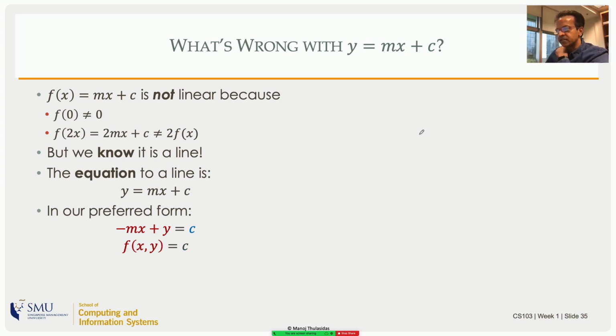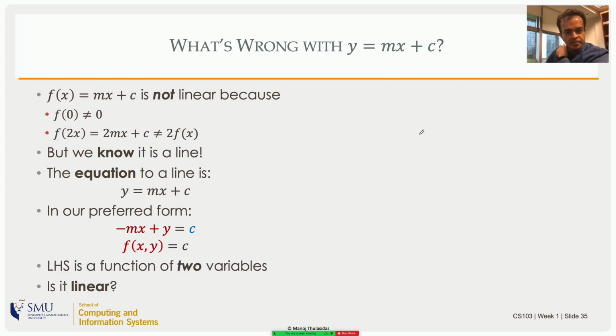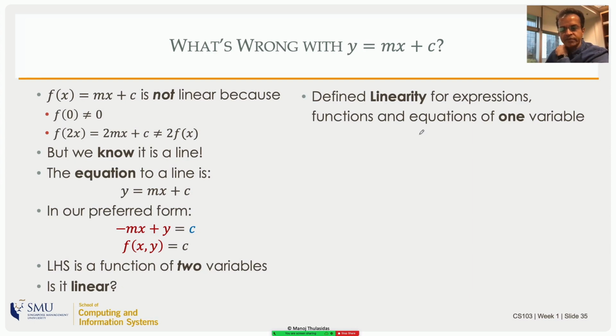Now look at the left hand side of that. It's not a function of one variable. It's not an expression in one variable. It's actually an expression in two variables, x and y. Now the question is, is it linear as an expression in two variables? But what we defined as the conditions for linearity were only for functions or expressions in one variable.